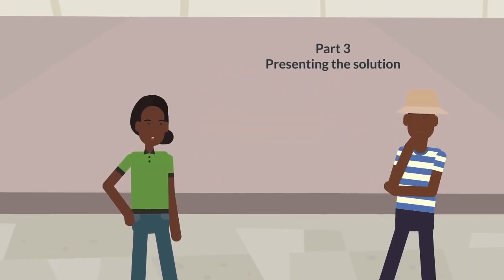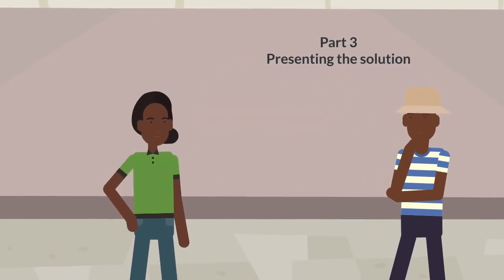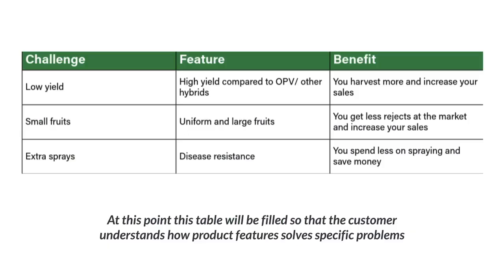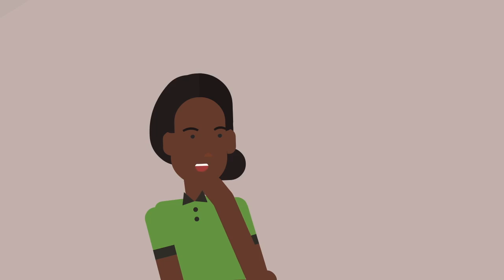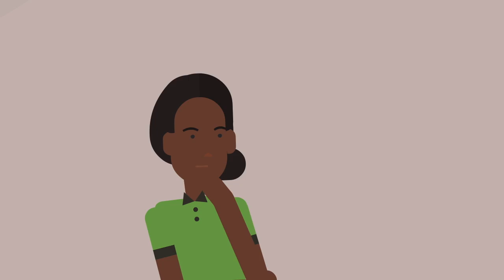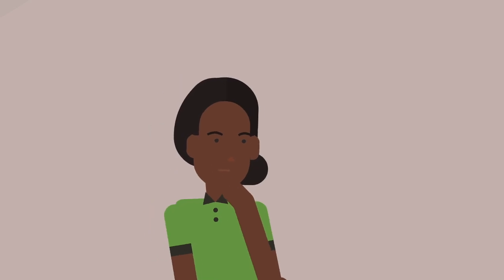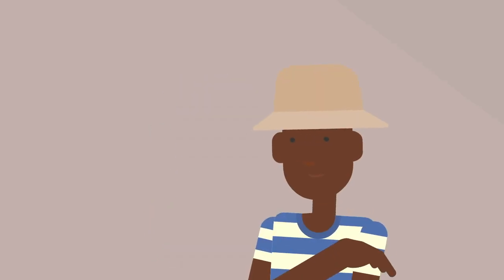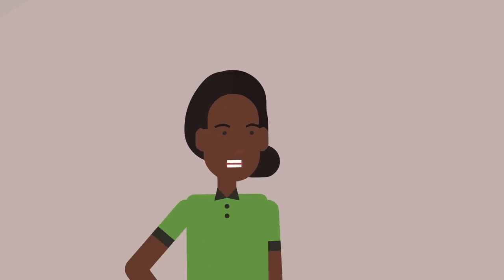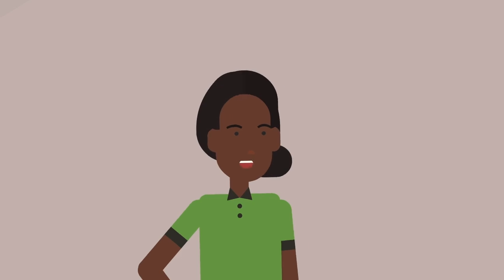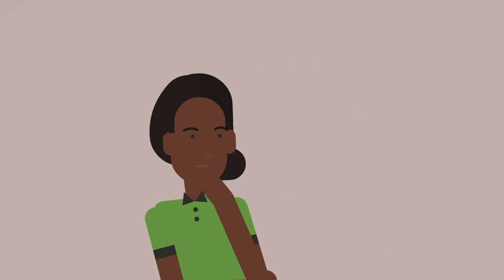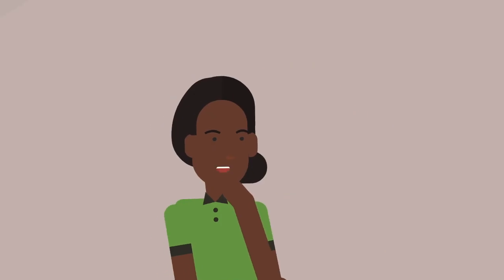We have a solution that will help solve the challenges you've mentioned. You talked about low yield. Zara F1 has a strong yield potential, which means that you can harvest more kilos per acre. There is a farmer in the area called John which you can contact. He also had low yields, and after he started using Zara F1 and changed some of his practices, he harvested 25 tons per acre.